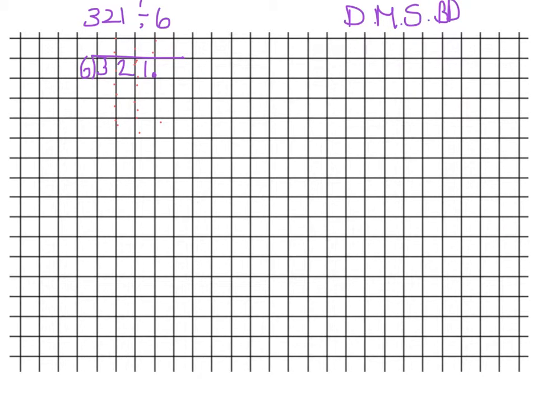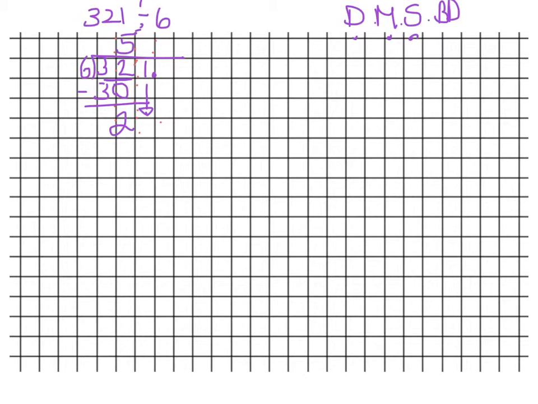So 6 goes into 3. Well, it can't. So you can put a placeholder in the front, or we can just move on and go 6 into 32. Why is my pen not working? 6 into 32. Well, 6 times 5 is 30. So it's going to be 5, so there's our divide. Multiply 6 times 5, 30. And now I'm going to subtract. 32 subtract 30 is 2.